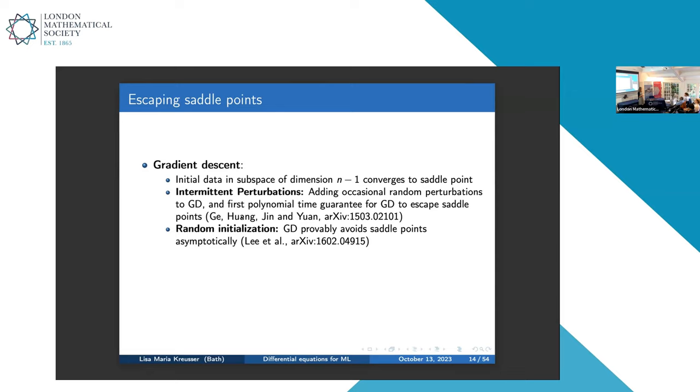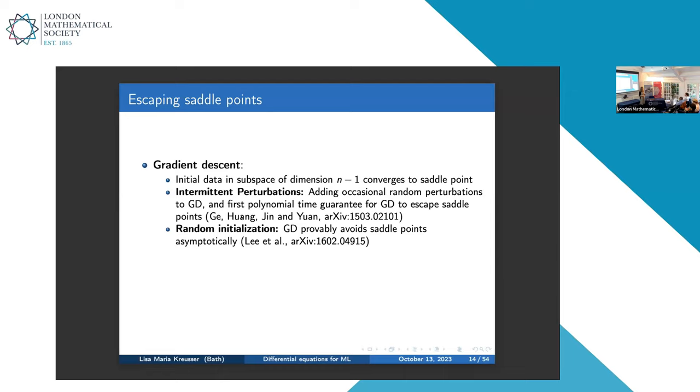What is very well known is that in the setting of gradient descent, and in fact also the Laplacian smoothing gradient descent which I've shown you so far, if we have some initial data in some subspace of dimension n minus one, we can guarantee that it will converge to a saddle point. So that's just a one-dimensional subspace where we won't converge to the saddle point. However, it has been shown in the literature that, first of all, if one occasionally does random perturbations of gradient descent, one can guarantee polynomial time for escaping the saddle point. And similarly, it's also known that gradient descent avoids saddle points asymptotically.